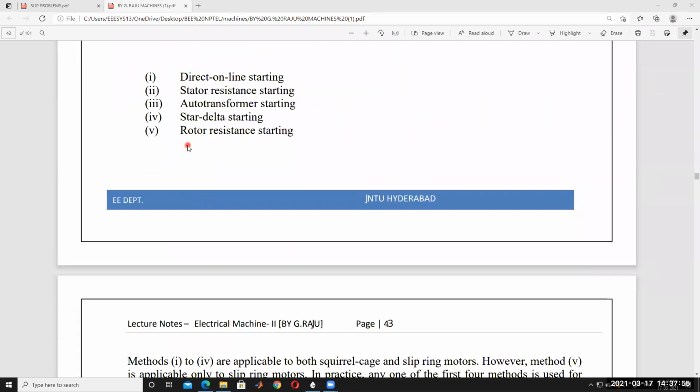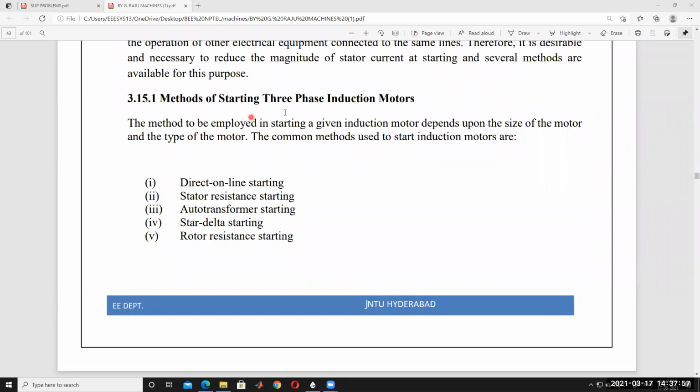Methods of starting of three-phase induction motor. First one, direct online starting. Second one, stator resistance starting. Third one, auto transformer starting. Fourth one, star delta starting. And fifth, rotor resistance starting. So these are the different types of methods to start the induction motor.